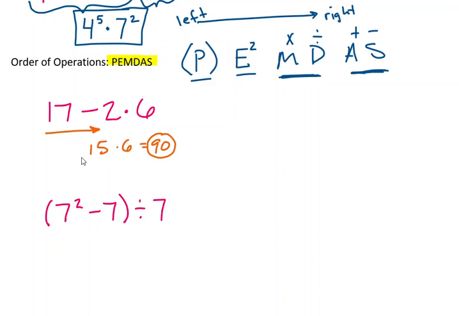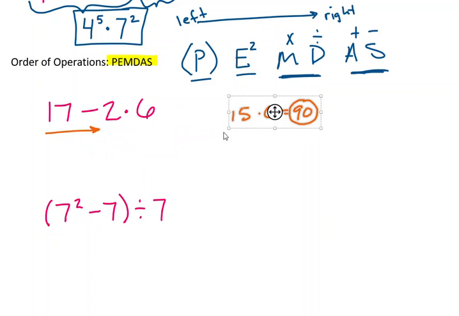So that's not following the order of operations. I did the subtraction first, and then I did the multiplication second. And when I did that, I got an answer that we'll see is incorrect. So let's do it the right way. So moving left to right, but we're going to do the multiplication first.